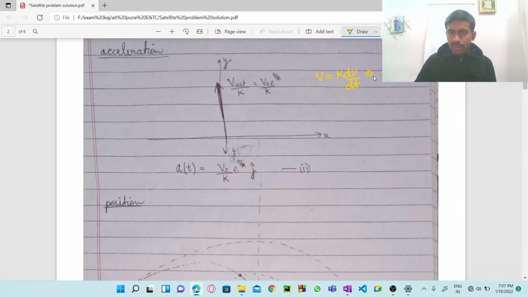This we simply tell as acceleration equal to v by k times, where v is its instantaneous velocity, which is nothing but v naught e raised to t by k by k. So this is the magnitude of the acceleration with which our satellite is going to push off to the position. And it is not having any x direction acceleration.